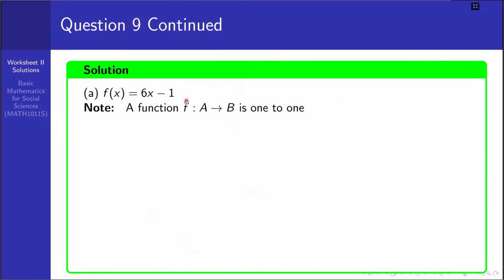A function f which is defined from A to B is said to be one-to-one if f of x1 is equal to f of x2 implies x1 is equal to x2.